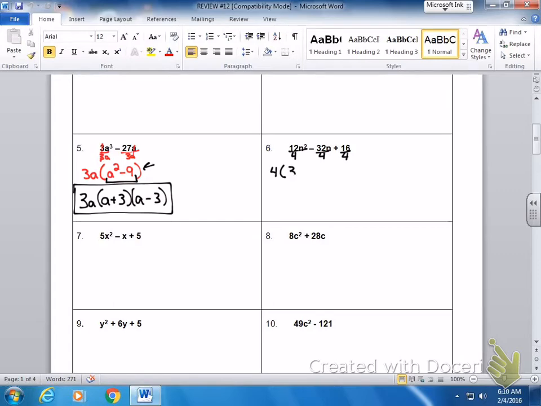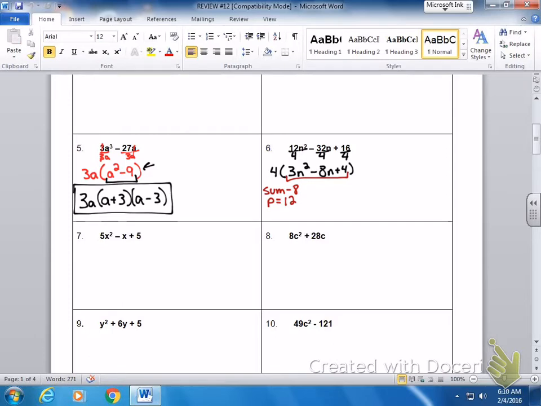12 divided by 4 is 3, and I'm left with n squared. 32 divided by 4 is minus 8, and the n comes down also. And 16 divided by 4 is plus 4. Now, just like the last one, I need to check what's in my parentheses and see if there's another option. And since it's a trinomial, we can use the swing method. So I look at my sum and product. My sum is negative 8. My product is 3 times 4, which is 12.